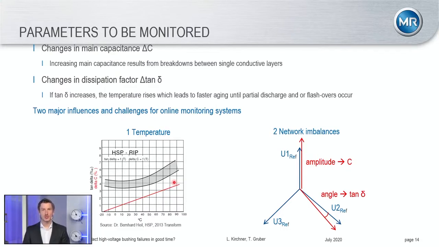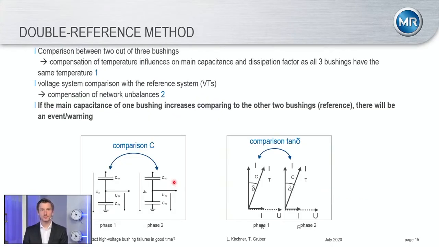And the change in the angle will have direct contribution to the change of the dissipation factor, the tangent delta of the bushing. So these two major influences we have on the bushings when applying bushing monitoring. So what is now our approach at MR? At MR we use a method called double reference method.